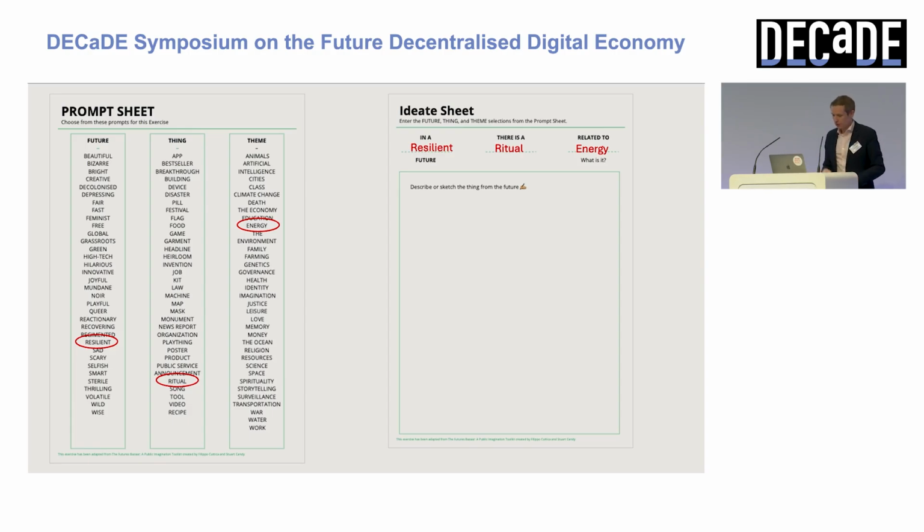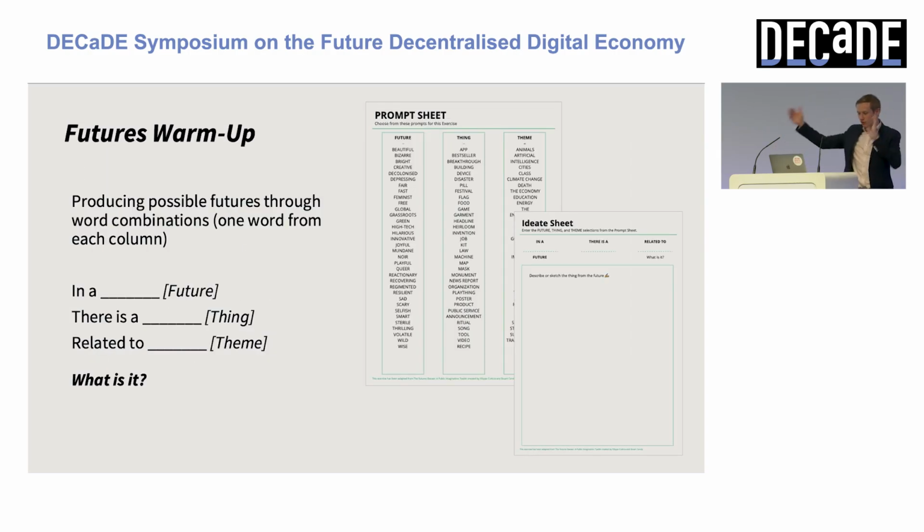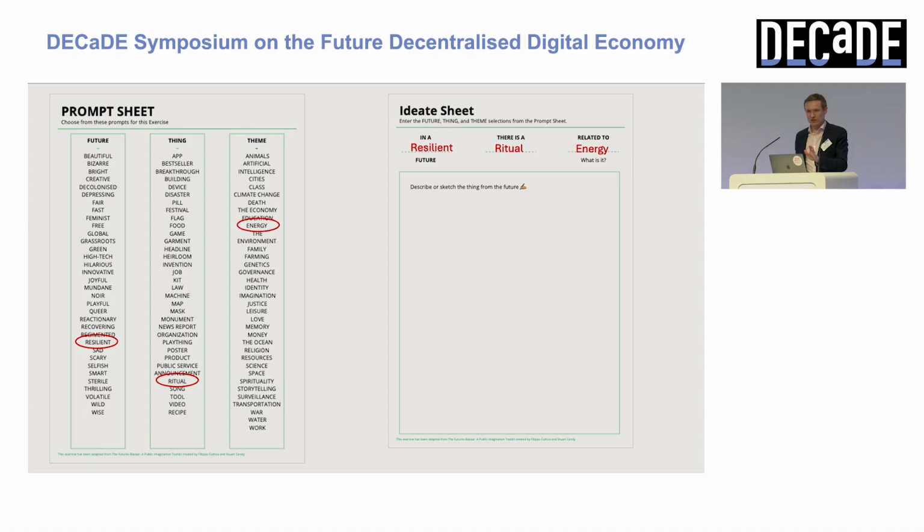To give you an example, I was playing around with this when I was getting these slides together, and I chose, in a resilient future, there is a ritual related to energy. So just to go back, the way this is structured is, in a blank future, there is a blank thing related to a blank theme, okay? So in a resilient future, there is a ritual related to energy. And the question is, what is it?